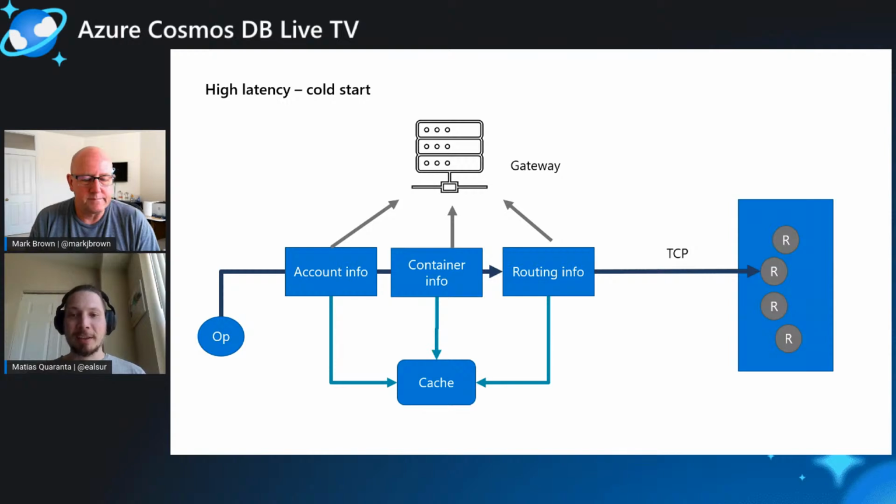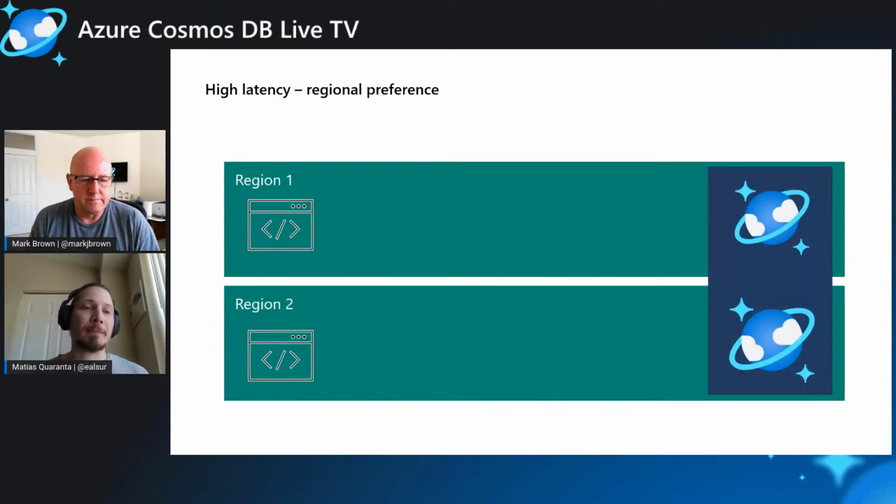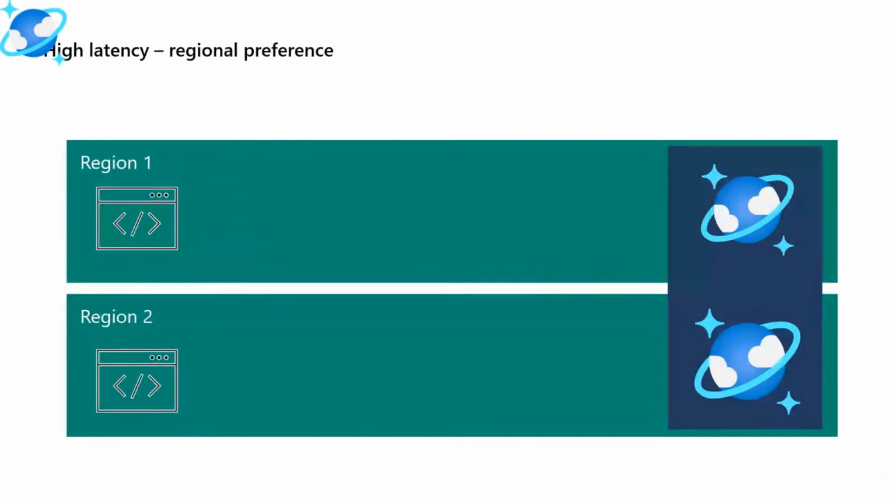Yeah. Now, the other high latency scenario that is really common is, let's assume that you have a Cosmos DB account with 2 regions, right? And since you are building an application that is globally distributed, you mostly have your application also deployed in these 2 regions where you want to have local users access the information.